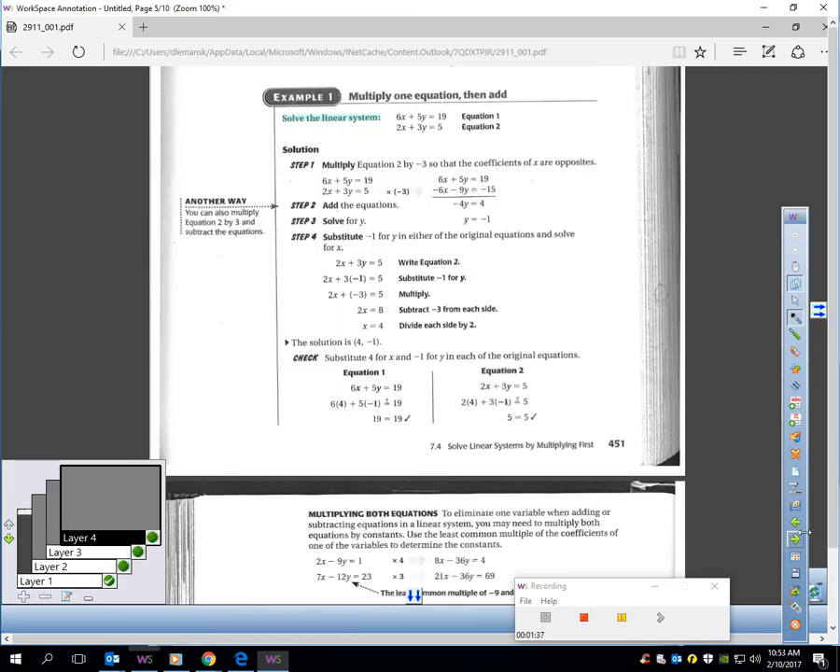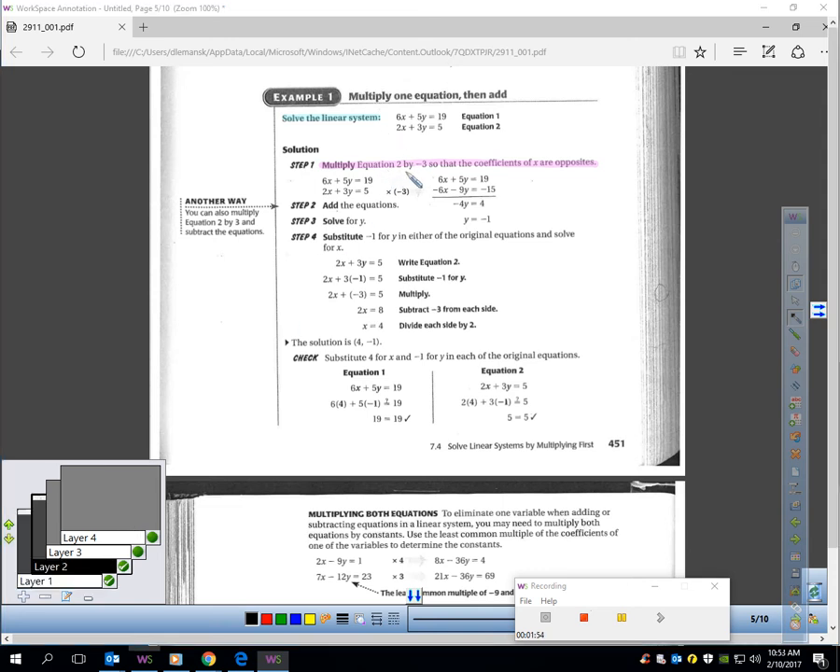Let's try that process. Let's look at this sample. Solve the linear system. When you look at the system, you notice nothing is set up to eliminate right now. However, if you multiplied the second equation by negative 3, look what would happen. 2x times negative 3 would give you negative 6x, and then you would have an elimination of x's. So we're going to multiply that entire second equation by negative 3. So I have negative 6x, negative 9y, and negative 15.